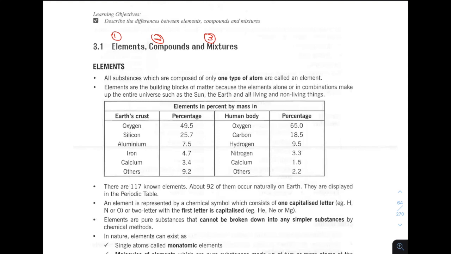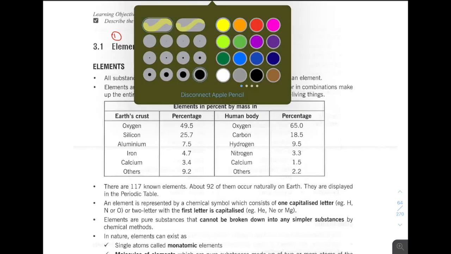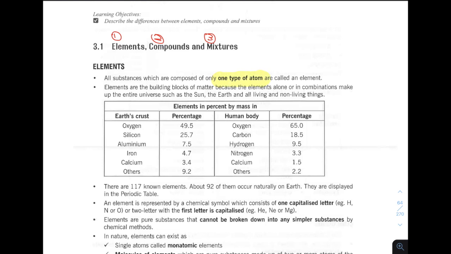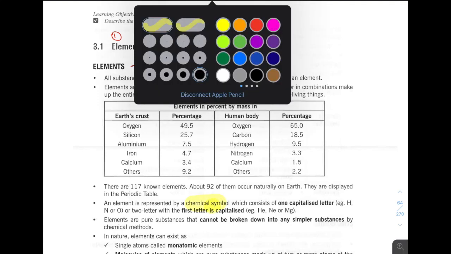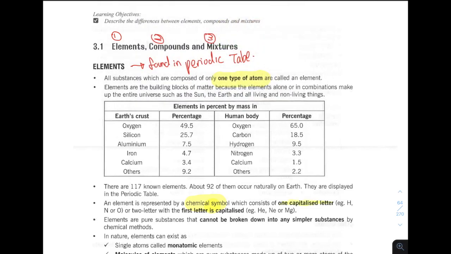and a mixture. So what's an element? An element is a particular substance which is only made up of one type of atoms. Okay, and these are mainly found in the periodic table. Now for this kind of items, you will know that these are actually very unique. And how is it classified is that an element tends to be represented by a chemical symbol that will only contain one capital letter.